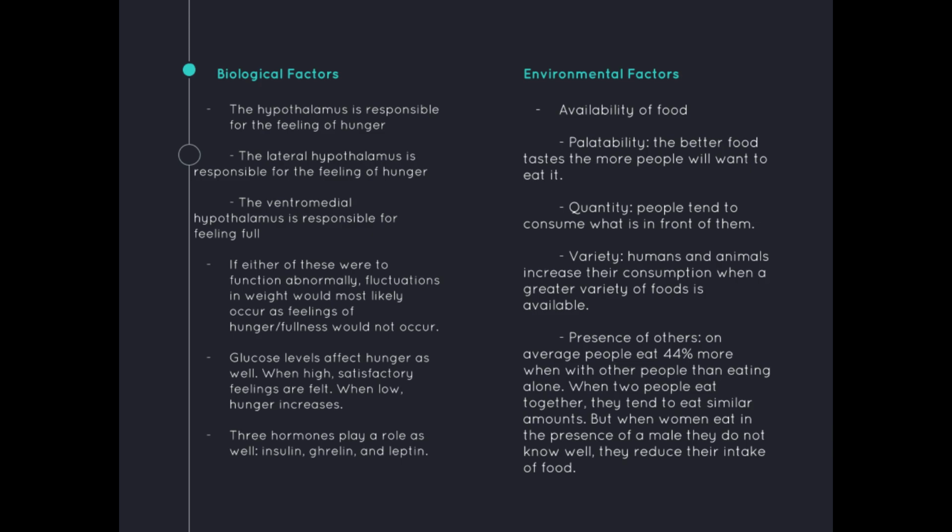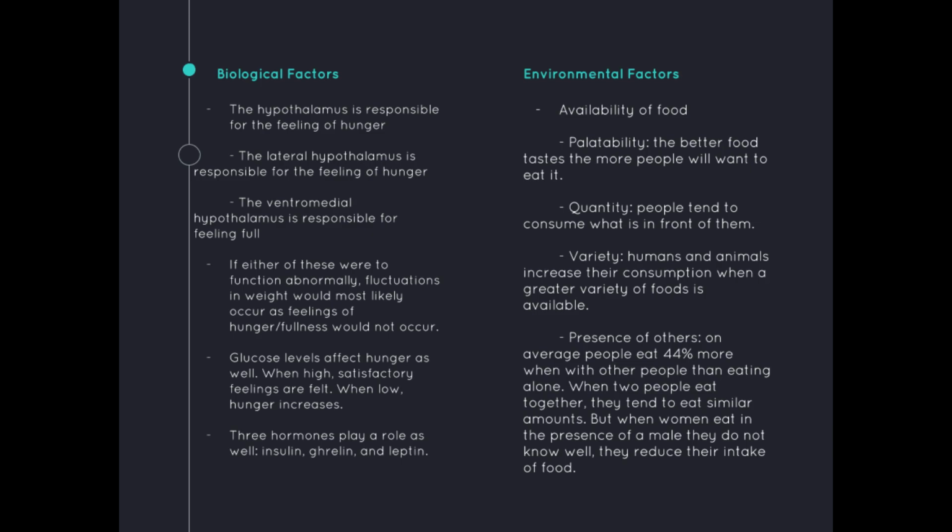Now, we want to touch on the part of the brain that's responsible for the feeling of hunger, which is the hypothalamus. There are two parts of the hypothalamus that we need to talk about. First, the lateral hypothalamus. That's responsible for the actual feeling of hunger. And the ventromedial hypothalamus, another part of the hypothalamus, is responsible for feeling full. Now, third bullet point. If either of these were to function abnormally, fluctuations in weight would most likely occur as feelings of hunger or fullness would not occur.